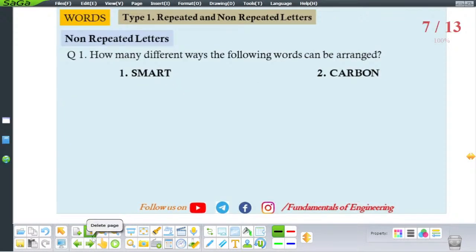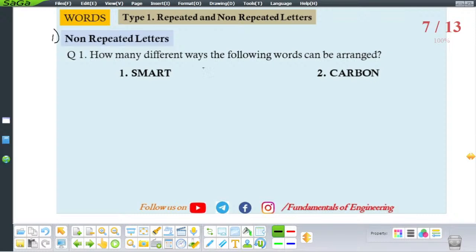Now first type in the word we are having repeated and non-repeated letters. First we are going to discuss these non-repeated letters. We are given the question: how many different ways can the following words be arranged? The word is given, and there we have to see whether there is any repeated letter.